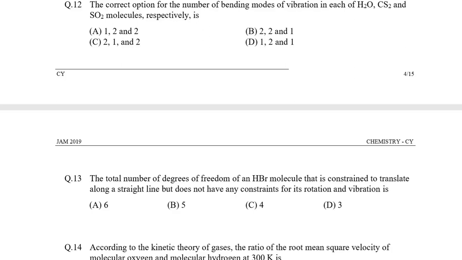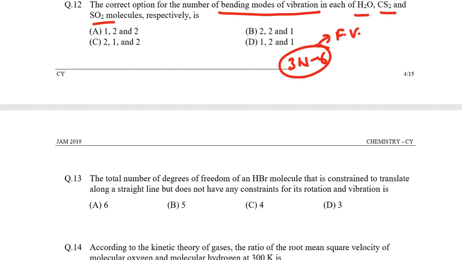The correct option for the number of bending modes of vibration in each of H2O, CS2 and SO2 molecules, respectively. Before going to answer this problem, we are going to check some concepts on it. We know that 3n minus 6 gives the number of fundamental vibrational modes of a non-linear molecule, and 3n minus 5 gives the number of fundamental vibrational modes of linear molecules.